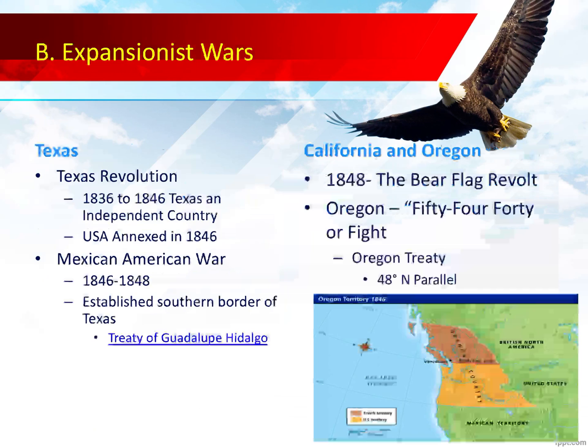If you go to California today and look at the state flag of California, you're going to see a black bear on the flag. That's because that goes all the way back to the Bear Flag Revolt. University of California, they're the Golden Bears.